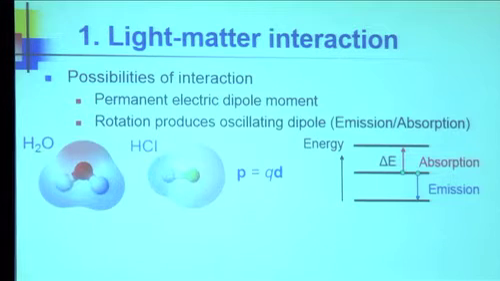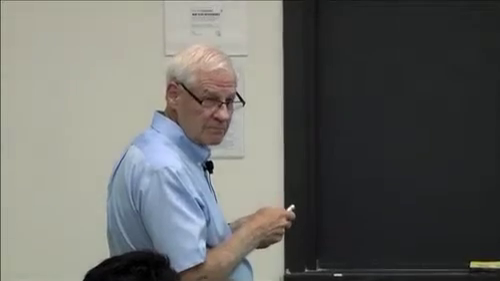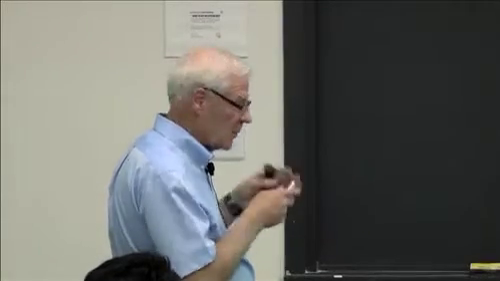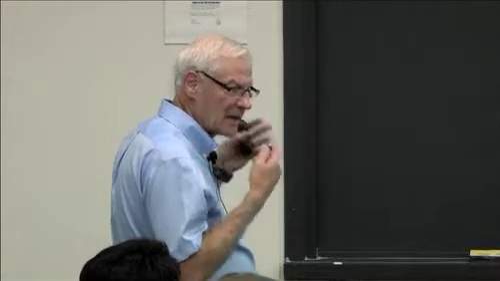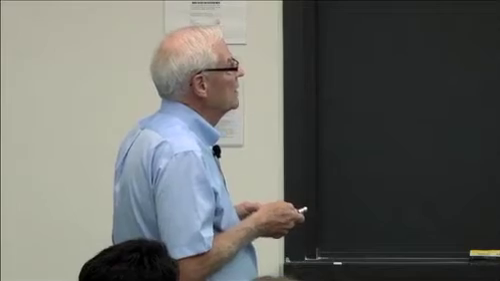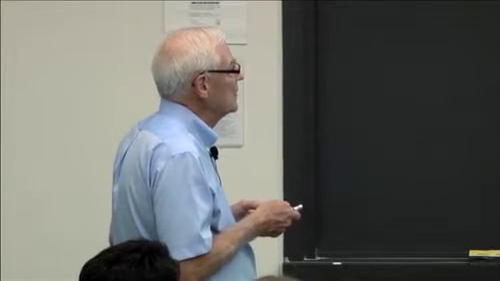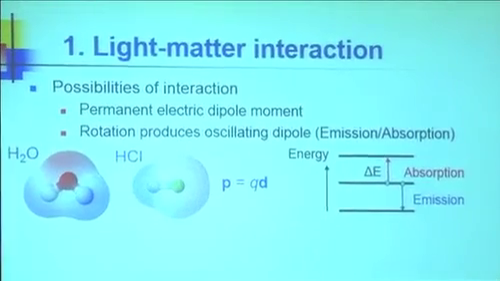So if this thing has an oscillating dipole moment, called a permanent electric dipole moment, it's going to absorb light. And it can emit light. So the basic idea is if it's got an oscillating dipole, it'll be active in that spectral region. Whether it's emission or absorption, just think about this. So this is basically an oscillating dipole moment.